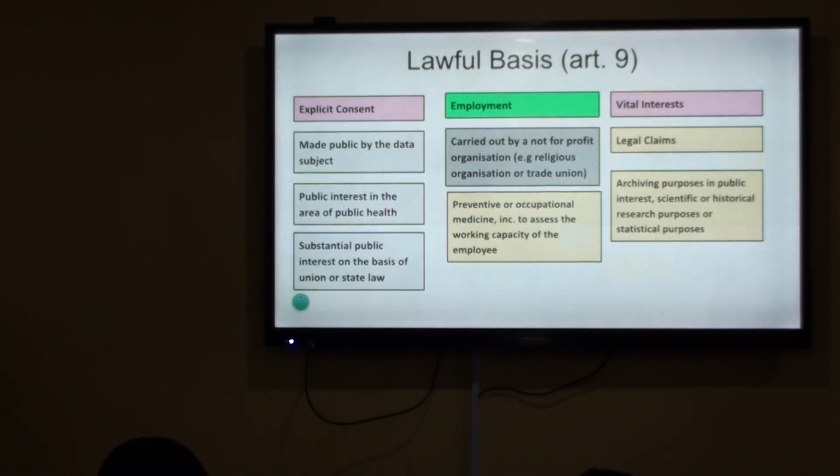Which one do you think fits into research? If you want to identify one in Article 9, look at them, 9 of them. Sorry? Oh, so the last one, yes. For archiving purposes in public interest and scientific or historic research purposes.